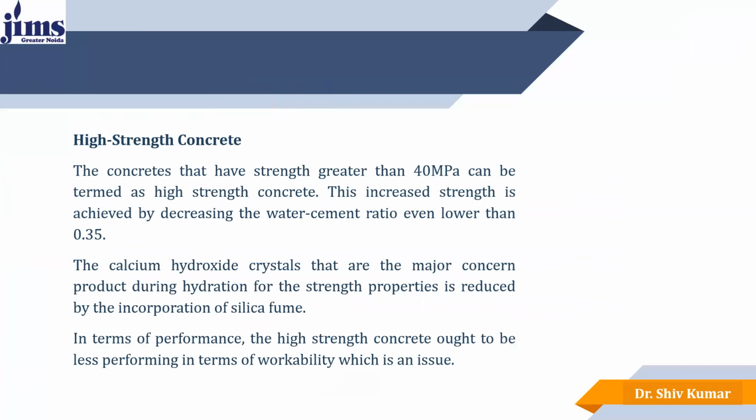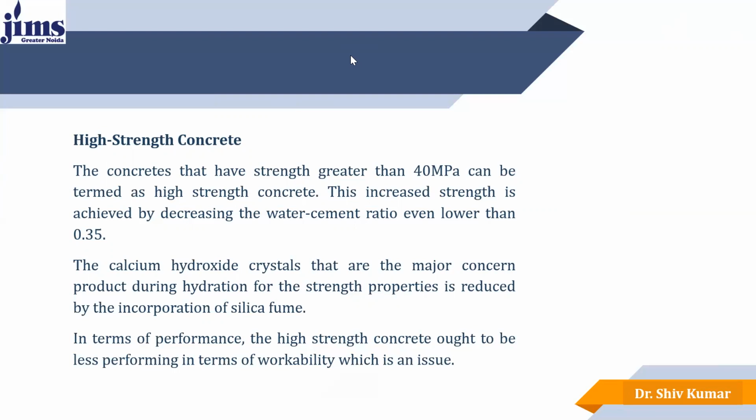The next is high strength concrete. Concretes that have strength greater than 40 megapascal can be termed high strength concrete. The increased strength is achieved by decreasing the water-cement ratio, which is even lower than 0.3. The calcium hydroxide crystals, which are the major concern product during hydration, are reduced by the incorporation of silica fumes for the strength properties.